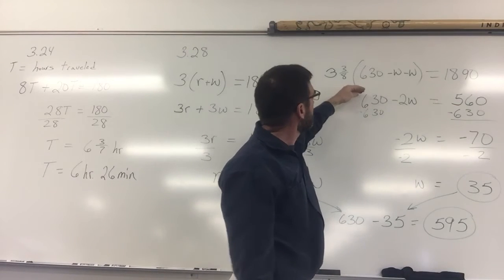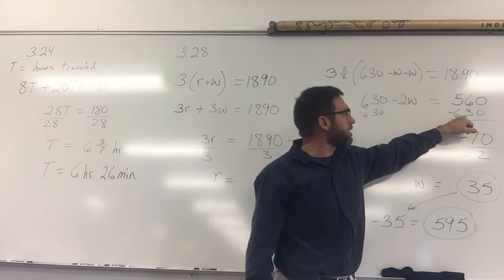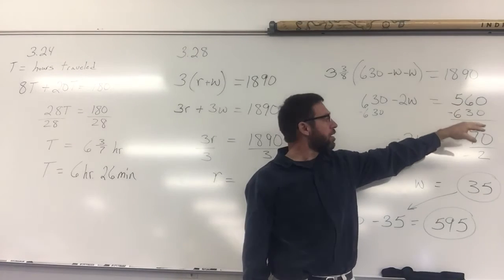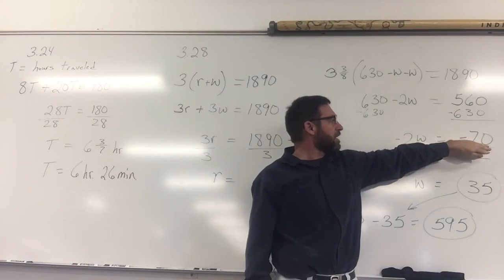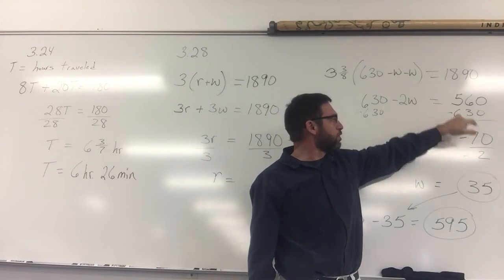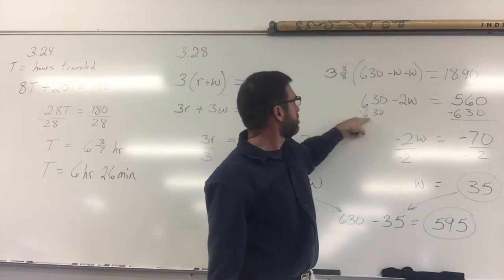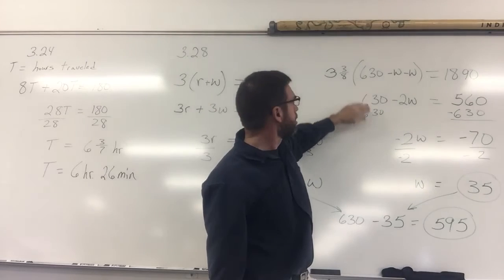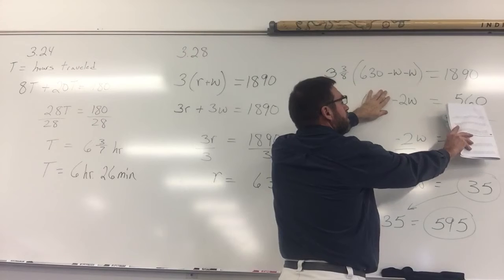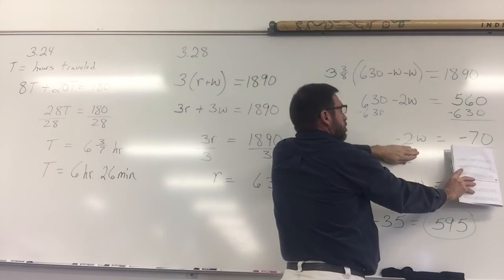Now, I had the 630 on this side, so I took it over and subtracted the 630 from the 560. That leaves me with a negative 70 miles per hour. If you see here, 630 from 560, when I brought it across, I subtracted the 630 to eliminate that. So I got rid of that. Now I subtracted the 630 over here from the 560. I got a negative 70.